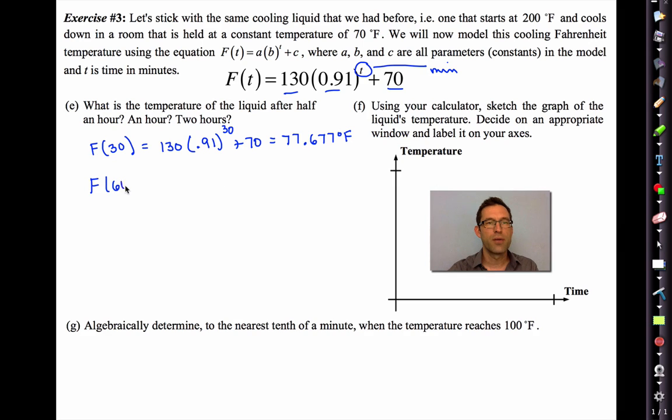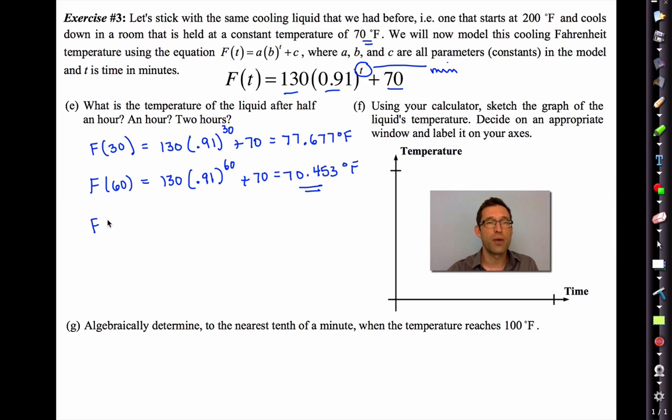After an hour, after 60 minutes, I'll have 130 times 0.91 to the 60th plus 70. That gives me 70.453 degrees Fahrenheit. By the way, notice how close I'm getting to room temperature. After an hour, my liquid, my coffee, let's say, that I had started at 200 degrees Fahrenheit is almost at room temperature. I probably wouldn't be able to tell the difference after an hour between the temperature of the coffee and the temperature of the room.